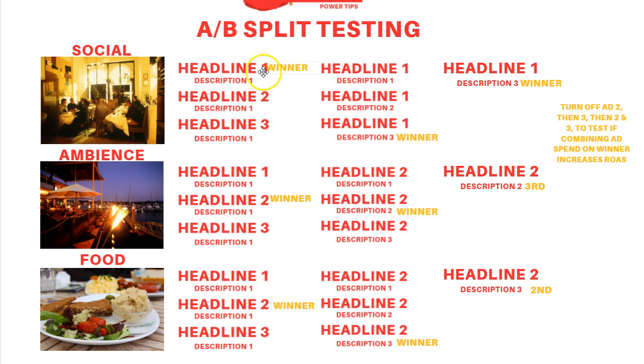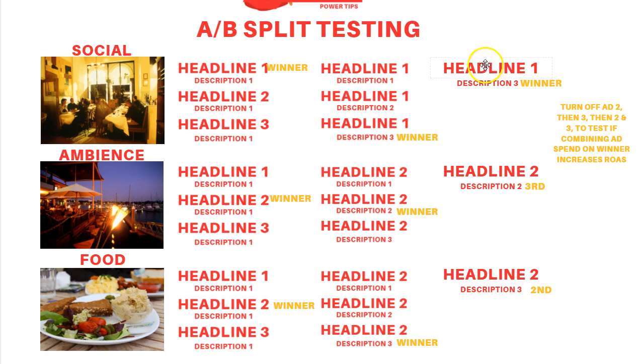Now, once we have our headline winner, then what we want to do is test 3 different descriptions. So we'll have headline number 1 for all of these 3 ads about the social aspect, and then we want 3 different descriptions about the social aspects. And after we run them for a while, we come up with a winner based on the data, based on what got us leads or sales or conversions or whatever we're tracking.